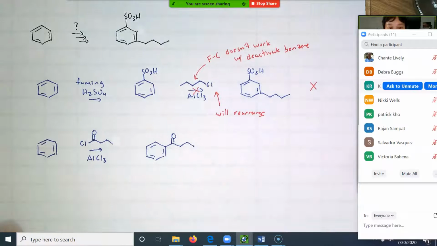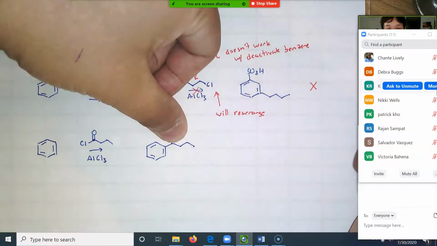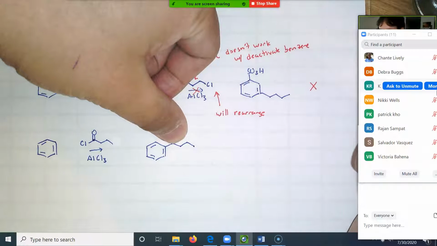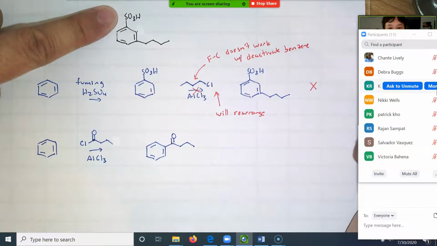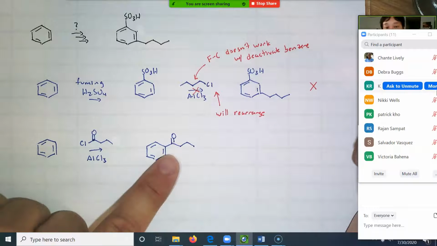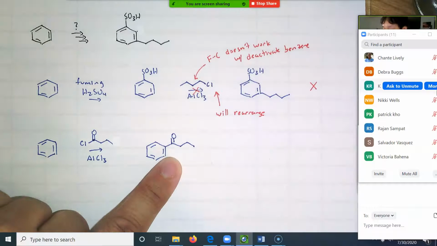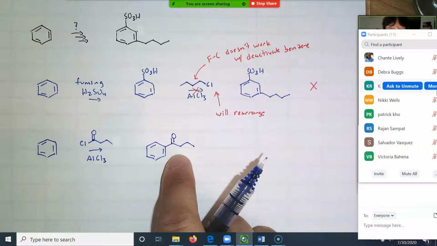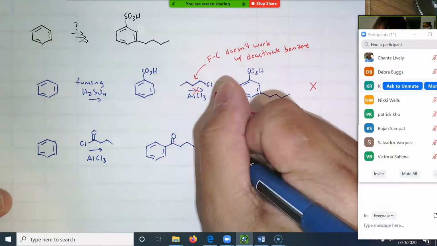So here's the other issue. Do I do that now? Do I do the reduction? Or do I do the sulfonation? This is already meta, so why don't we take advantage that this is a meta director and do the sulfonation now?